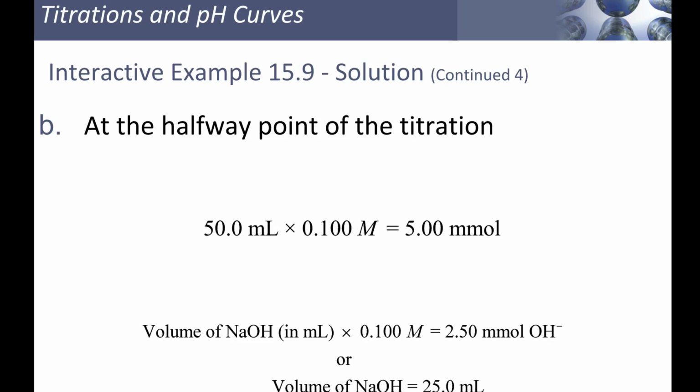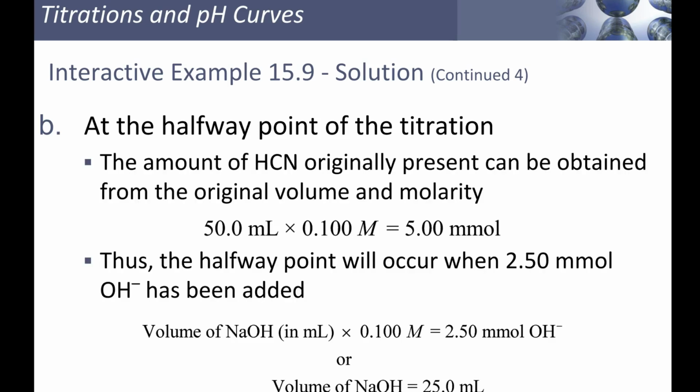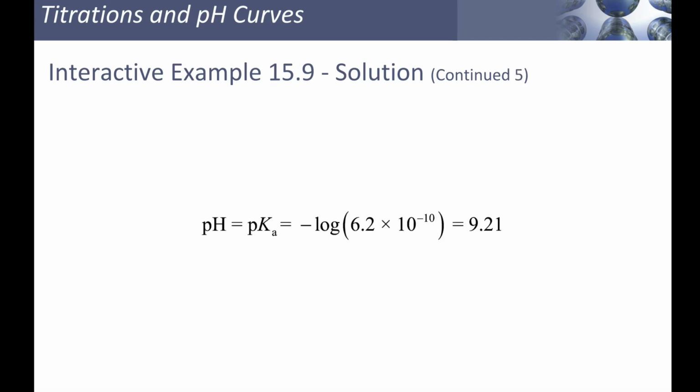Halfway point, so you have 50 mil of 0.1 hydrogen cyanide, right? So you have 5 millimole. So then how much sodium hydroxide do you need for that 5 millimole? Wouldn't it just be divided by 2? 2.5. Yeah. In order to get 2.5 millimoles of hydroxide, what volume do you need? 25. So, same idea of calculation, but now you're at 25 milliliters. Okay?